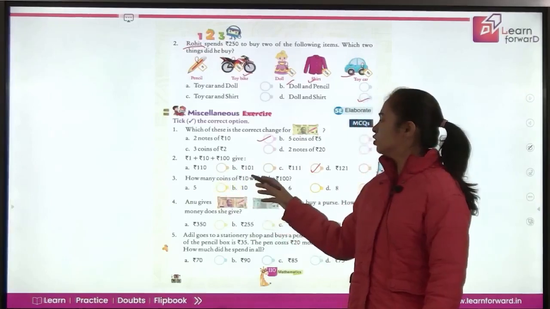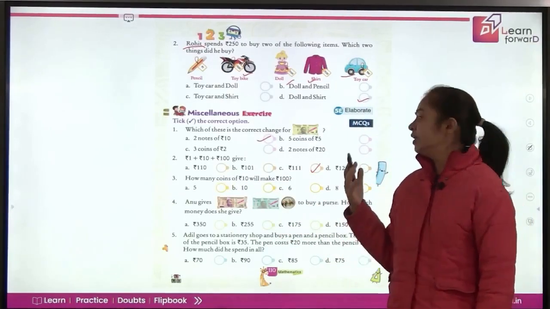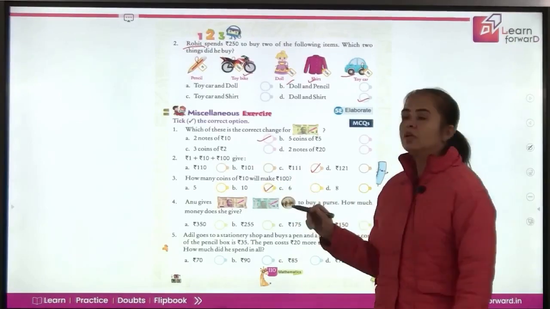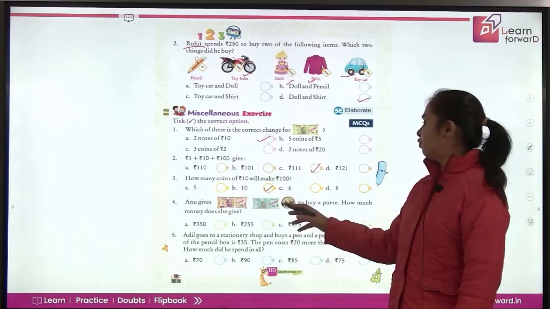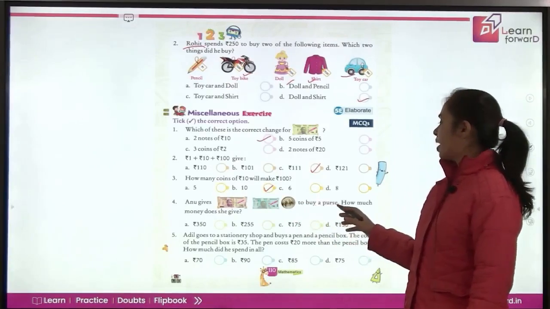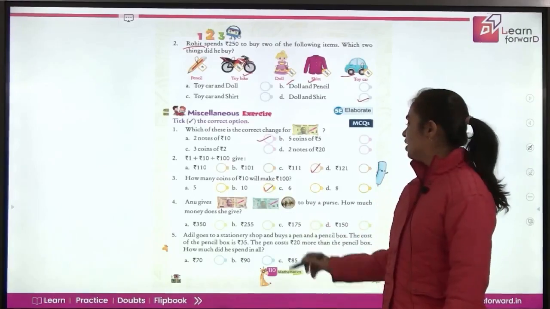How many coins of rupees 10 will make rupees 100? That is 10 coins of rupees 10 will make rupees 100. Now, Anu gives 255 rupees to buy a purse. How much money does she give? It is rupees 255.